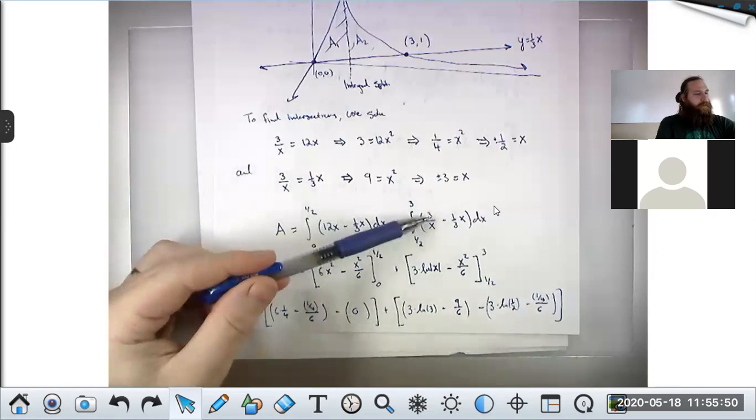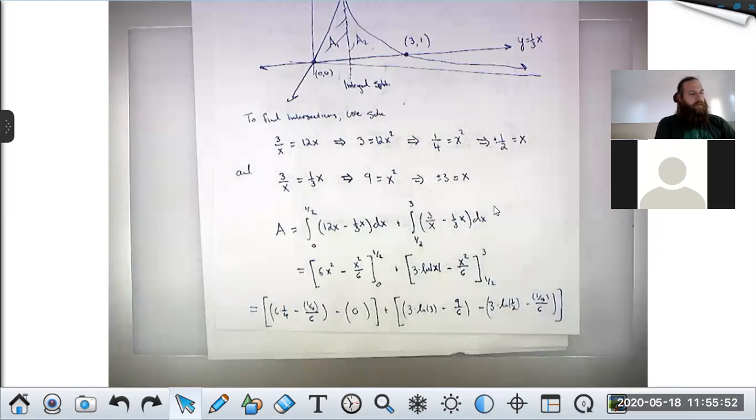And then on this side, 3 over x, that's the same as 3 times 1 over x. And the integral of 1 over x is the natural log of the absolute value of x. And this 1/3 x, just like this 1/3 x, integrates to x squared over 6.